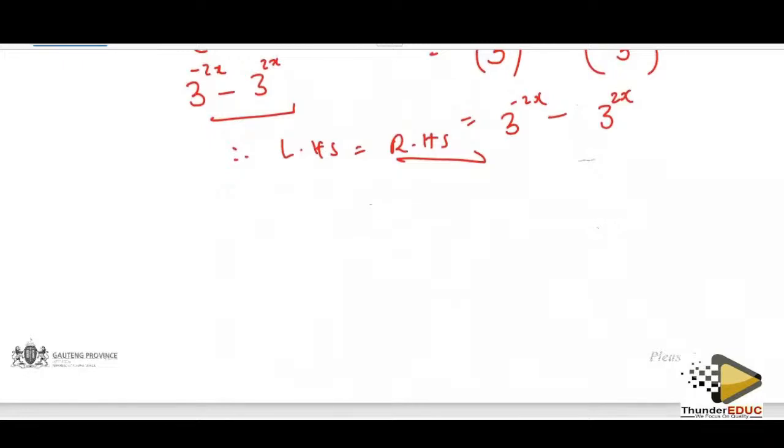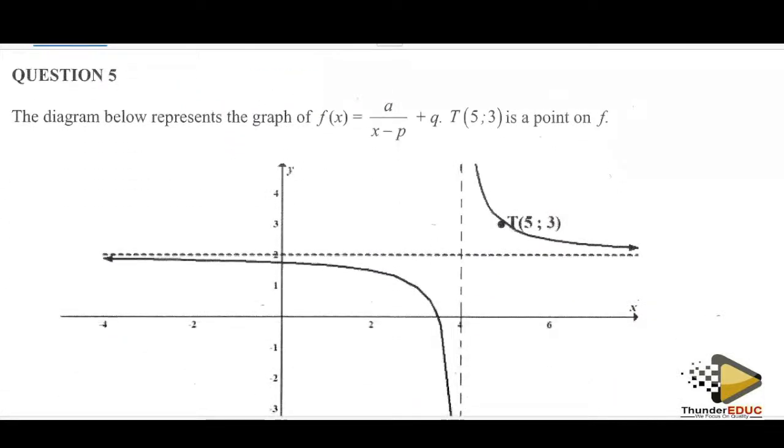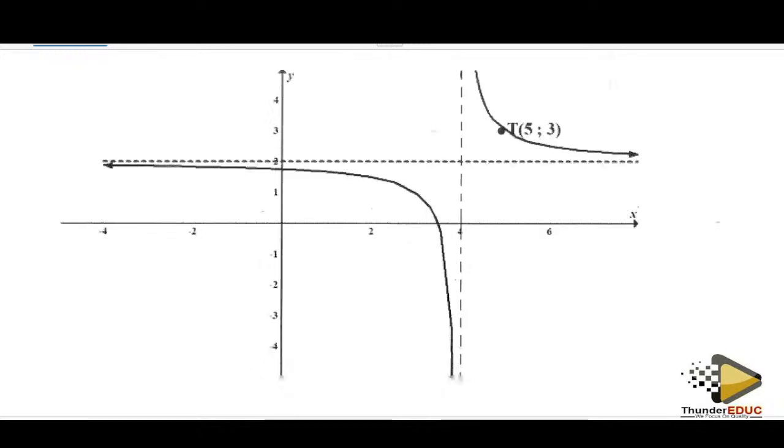All right. Then next. It's question 5. Diagram below represents the graph of f. So we know that this is a hyperbola. This is a hyperbola. What do we know?